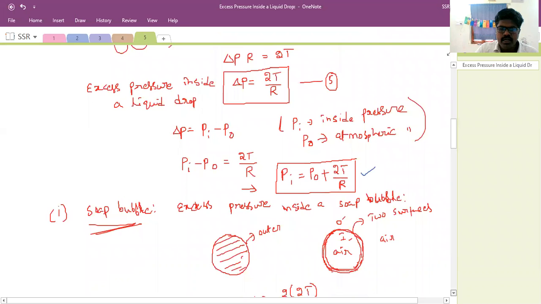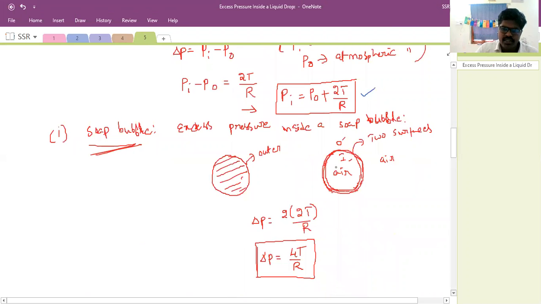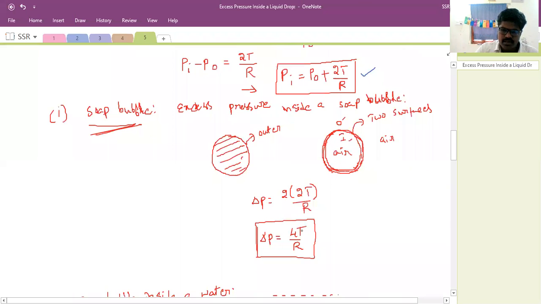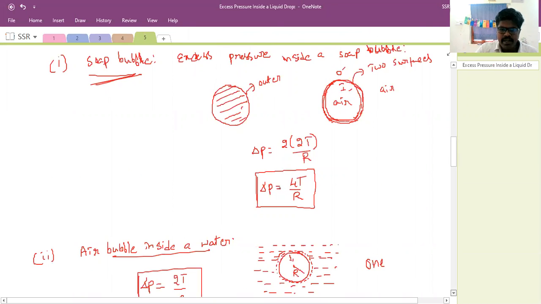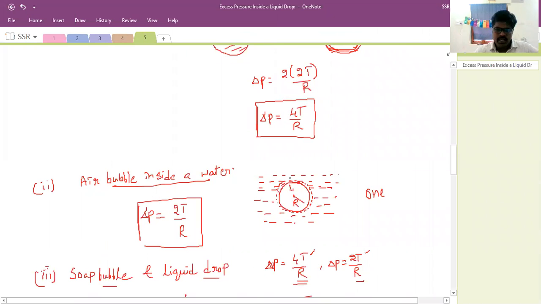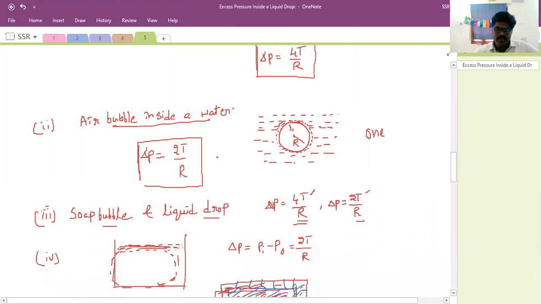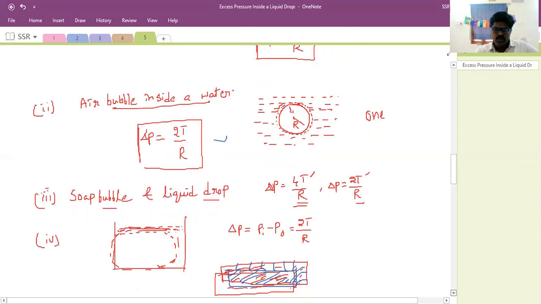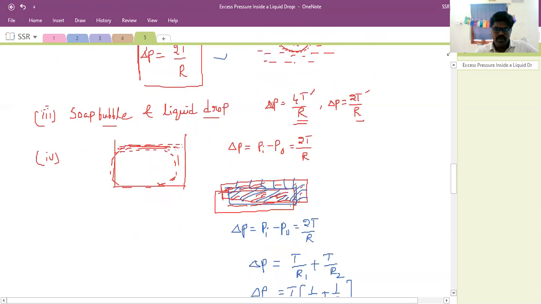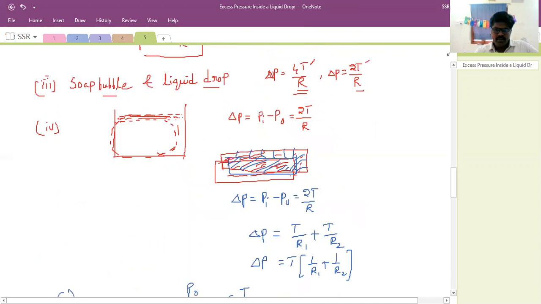Next, we saw the application to a soap bubble. A soap bubble has two surfaces, inside and outside, so we write 2 times 2T by R, the excess pressure is 4T by R. Keep in mind, this is for a soap bubble. An air bubble inside water contains only the inside free surface, the outside is connected with water, so it is only one surface, and the excess pressure is 2T by R. So the excess pressure in a soap bubble is more compared to a liquid drop.